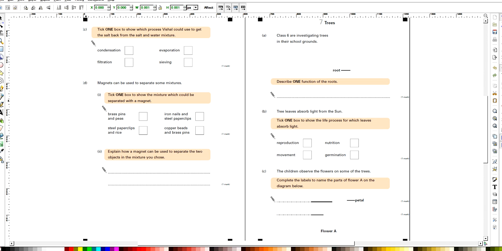You wouldn't use filtration, and you wouldn't use sieving. Those two are nonsense answers. So either condensation or evaporation. Go on, let's have Qasim. Well done, excellent answer. Evaporation is the correct answer.